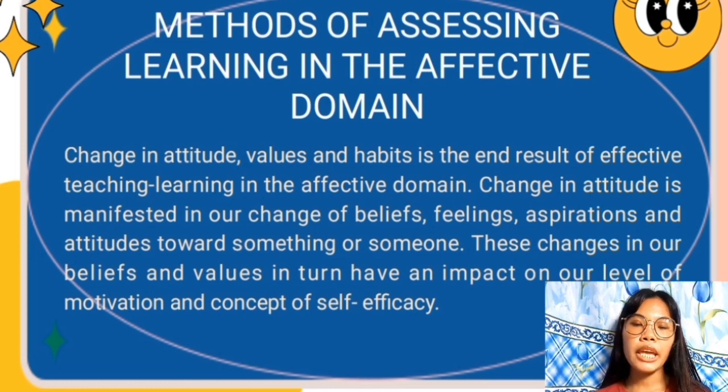If the behavior of your learners changes from negative to positive, that means the method you used is successful or effective. So what are these methods? These are teacher observation, student self-report, and peer rating.